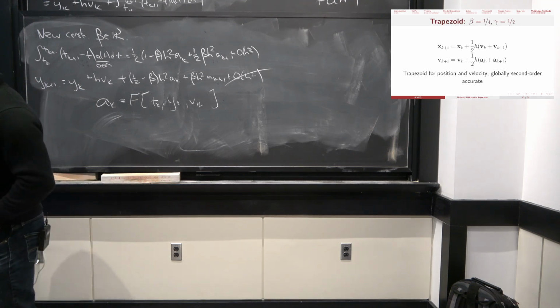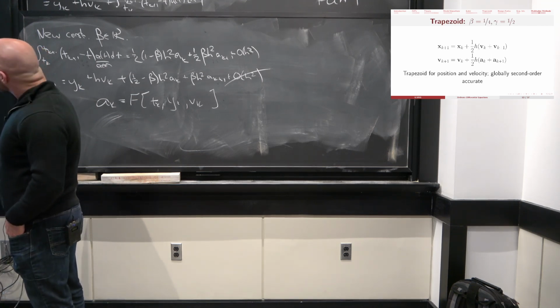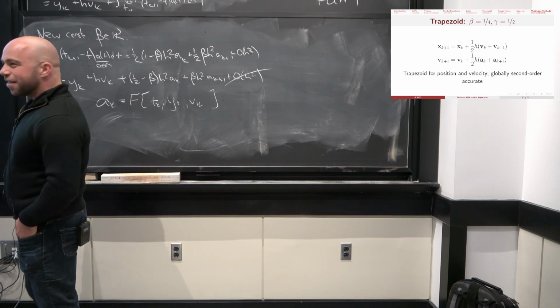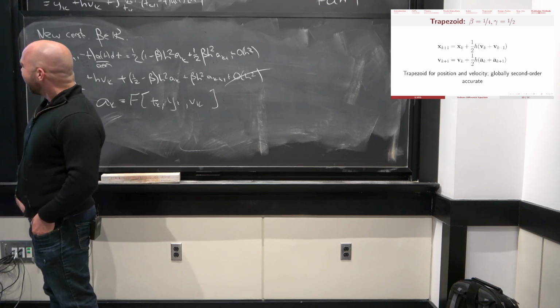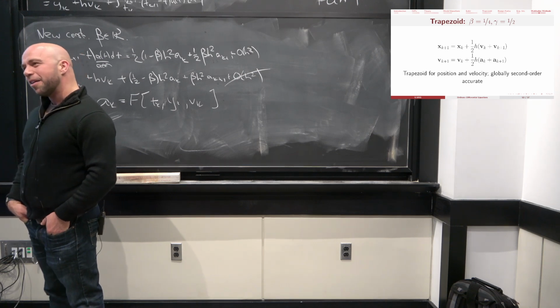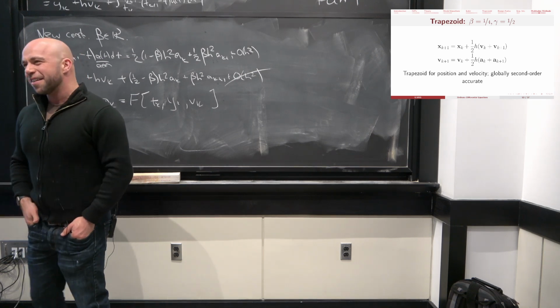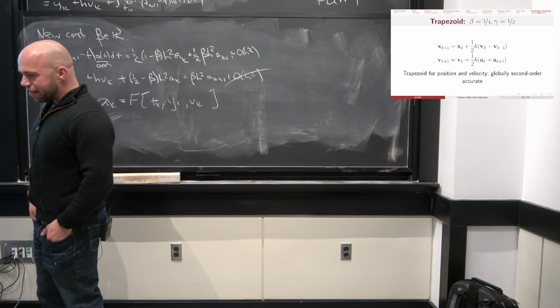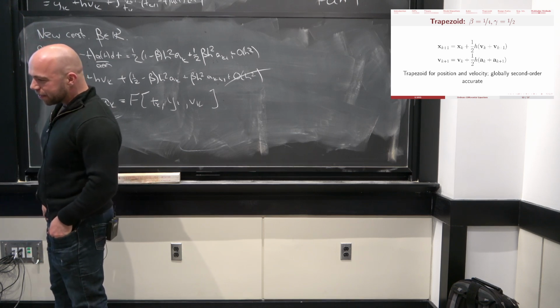Here's another good choice, which is beta equals 1/4 and gamma equals 1/2. And then you get just the trapezoid rule. And notice this is our first example to go to Harry's question. We already know trapezoid integration is second order accurate. So this is second order accurate in both.